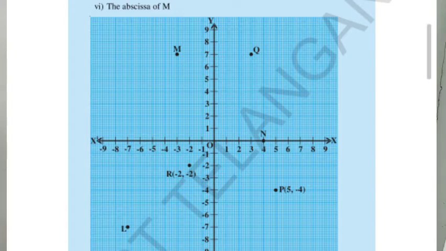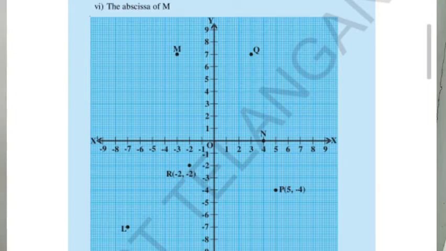Then the ordinate of Q. The ordinate of Q is plus 7. The point Q is 3 comma 7. The x value is 3, the y value is 7. Ordinate means the y-axis value, that is 7. So plus 7.